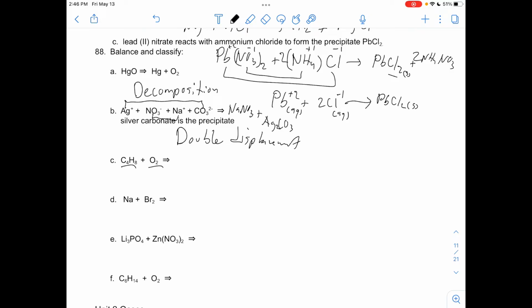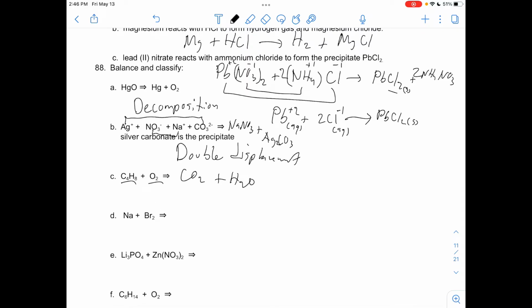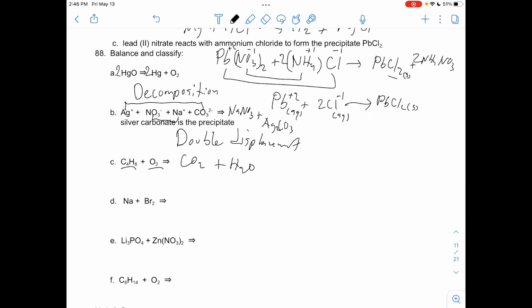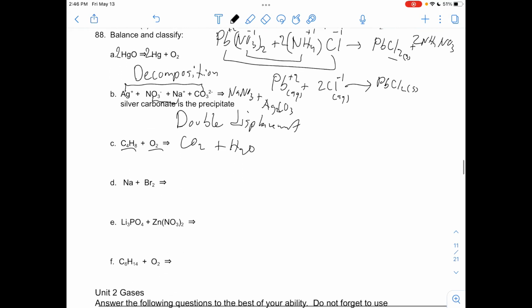Okay, next, notice we got some burning going on. The products are always H2O and CO2. And actually, I totally forgot to balance these guys. So 2 and 2. Gotta make sure that there's equal amounts on both sides.